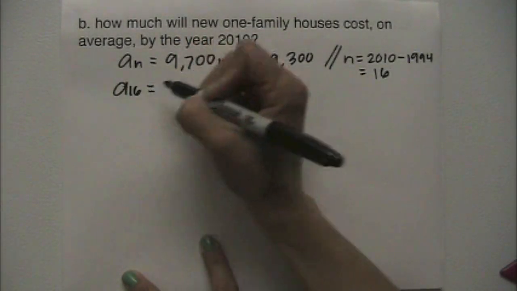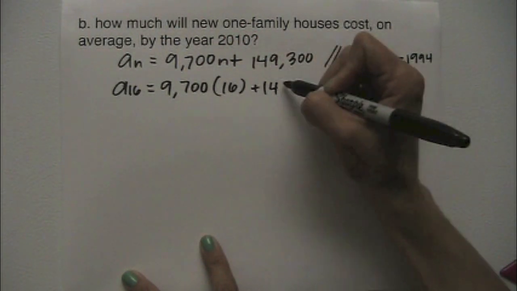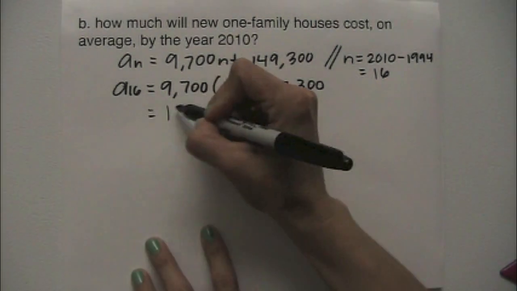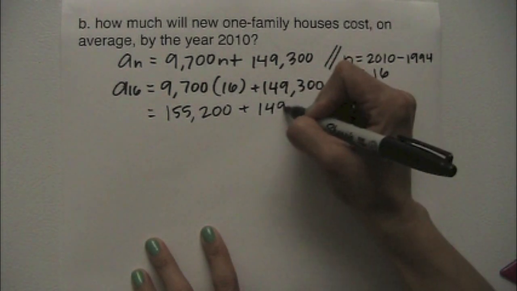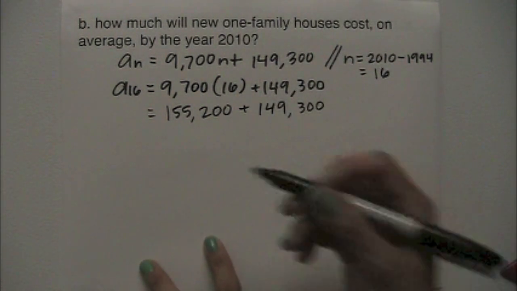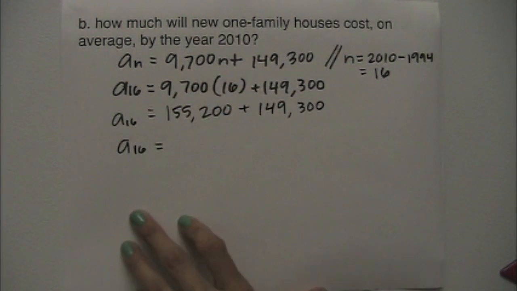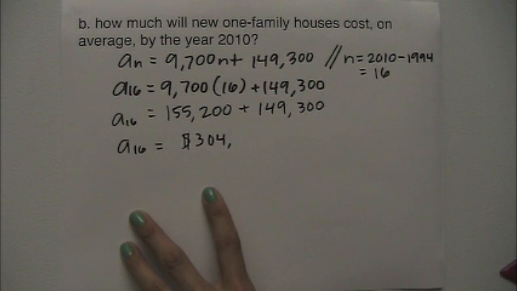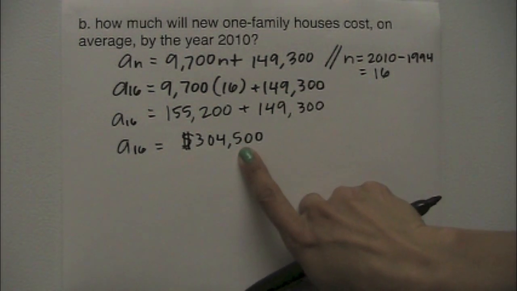So a sub 16 is equal to 9,700 times 16 plus 149,300. 9,700 times 16 is 155,200. And then finally add those together and we get a sub 16 is 304,500. And that's the cost of new one-family houses on average in the year 2010.